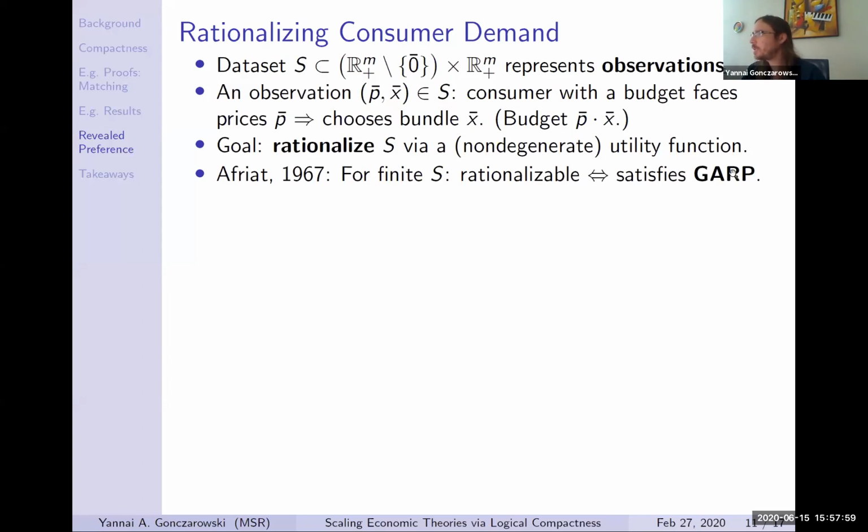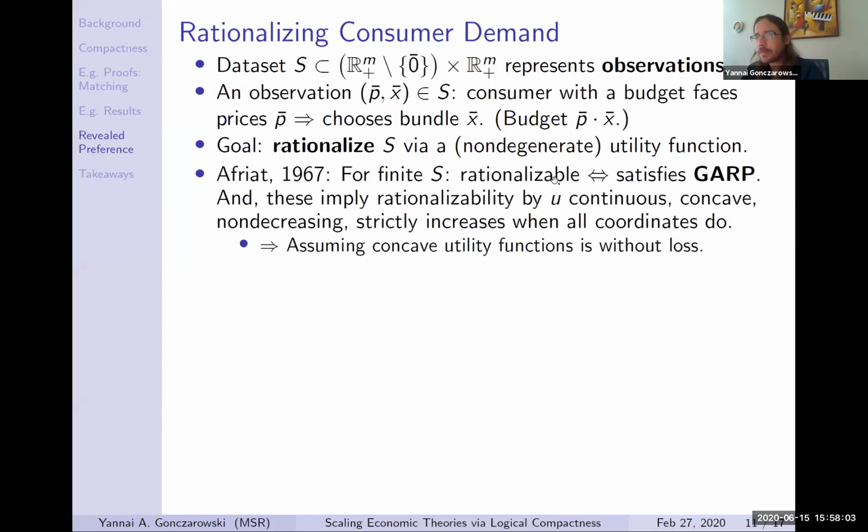Never mind what GARP is, that's the beauty of our proofs. We don't need to know what GARP is. And when it's rationalizable, i.e. when it satisfies GARP, this means that it's also rationalizable by a utility that's continuous, concave, non-decreasing, and strictly increases when all coordinates do. That's the non-degeneracy condition. And this is the big win of economists: assuming concave utilities is without loss.